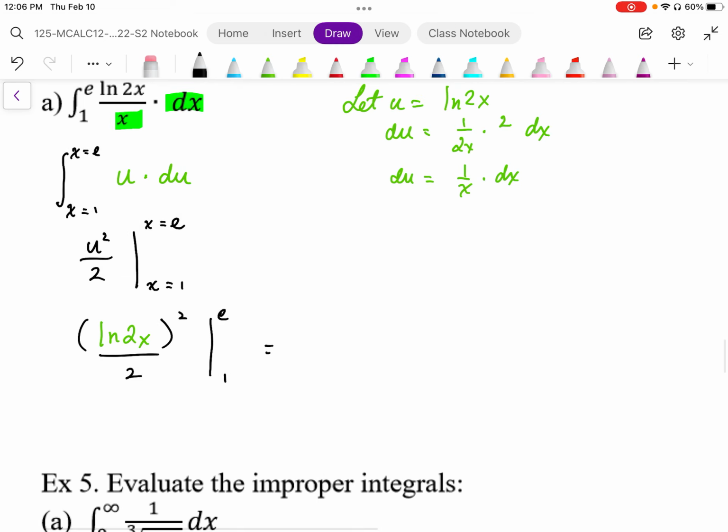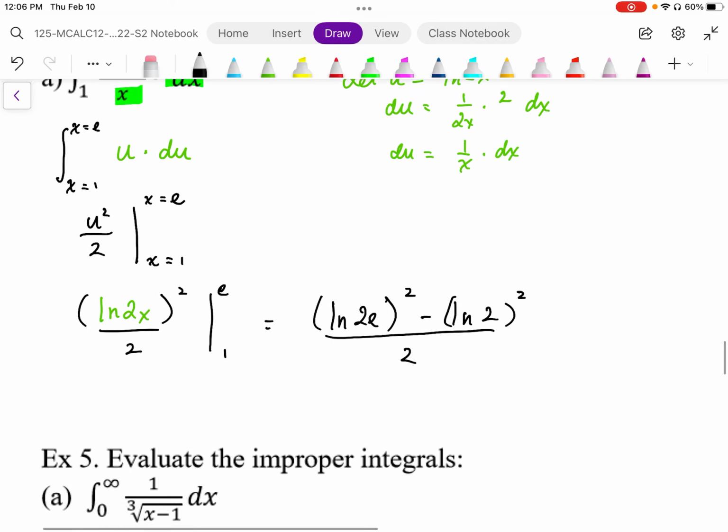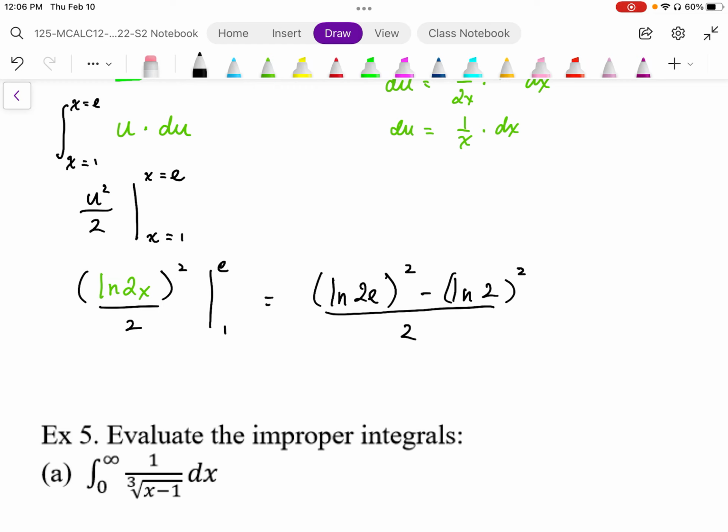So then the displacement on this antiderivative function, when I plug it in, I end up with log 2e squared minus log 2 squared all over 2 will give me my solution here. Now I can simplify. We can probably just plug this into our calculators, but it does simplify algebraically. But for our purposes, we're probably okay just using the decimal value.